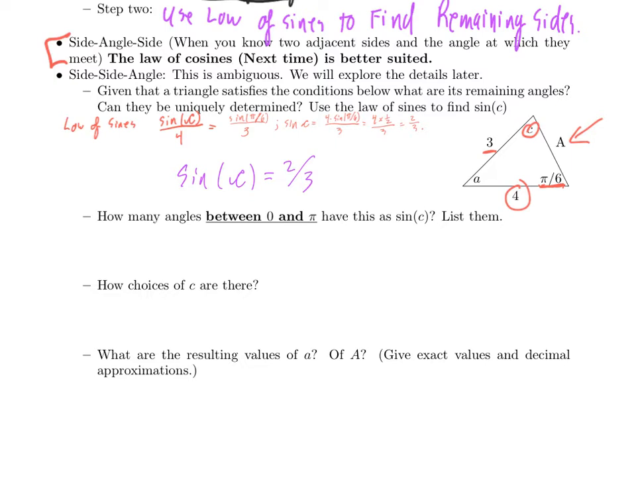So now let's try to find c, right? I need to know what c is. That's the goal. I don't want to know what sine of c is. I want to know what c is. But I know how to solve sine of c is equal to 2 over 3. I know how to find all of the solutions, right? One of the solutions is given by inverse sine. The other one is given by pi minus inverse sine. The others come from adding an arbitrary multiple of 2 pi to those numbers.